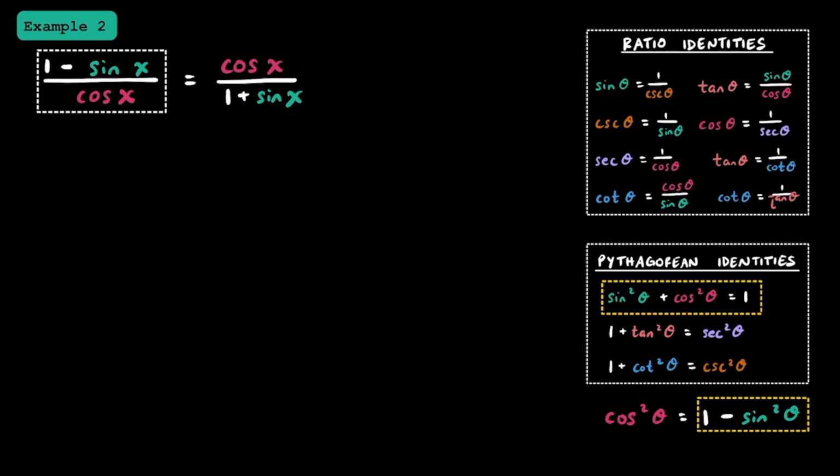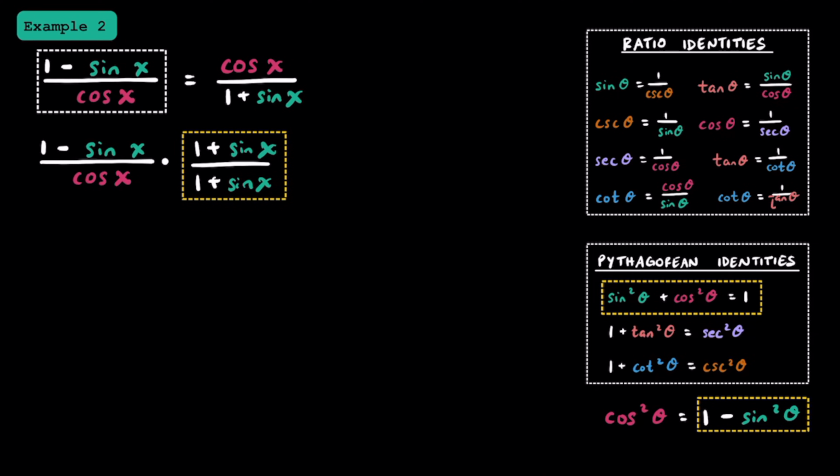Since the left side looks a little bit easier to manipulate, let's verify that the left side of this equation is equal to the right side. Let's take this left side of 1 minus sine of x over cosine of x and multiply it by 1 plus sine of x over 1 plus sine of x. Since this is really just equal to 1, we're not changing the value of this left side.